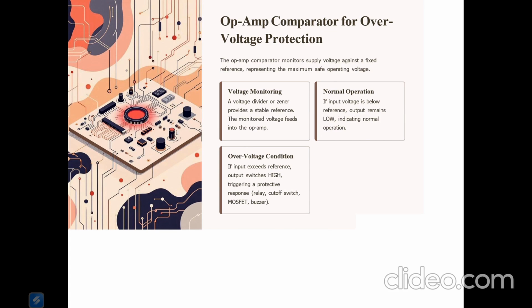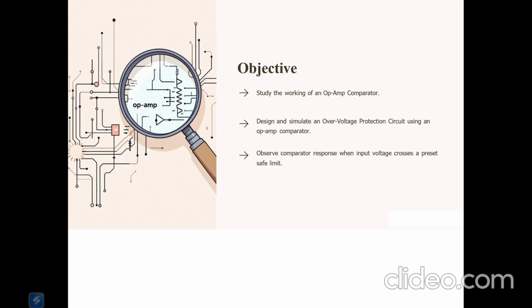Third slide is op-amp comparator for overvoltage protection. In the protection circuit, we set a fixed reference voltage. The op-amp constantly monitors the supply. When the voltage is normal, the output stays low. But if the input voltage crosses the safe limit, the output switches high and it activates protection like a relay, MOSFET or LED.